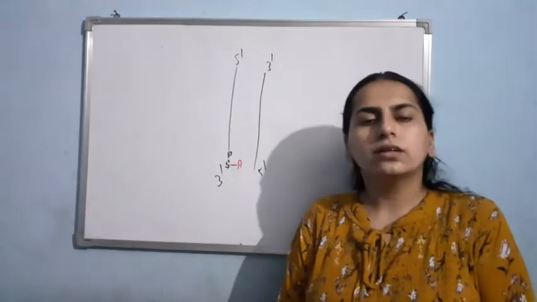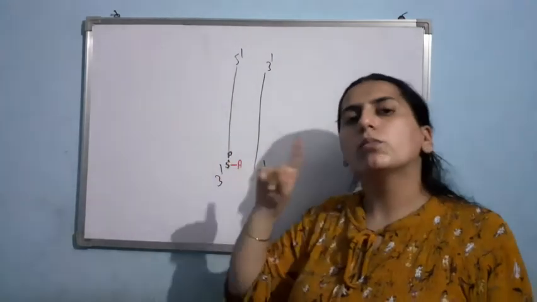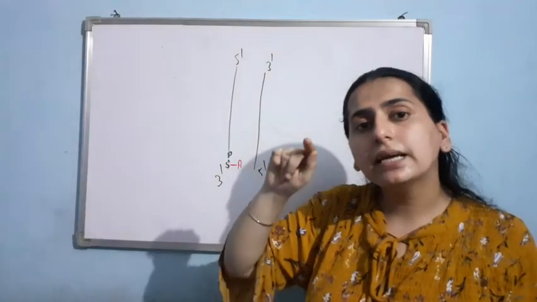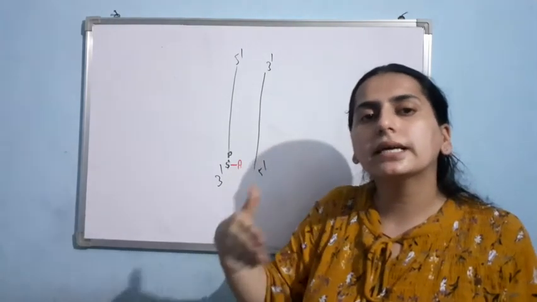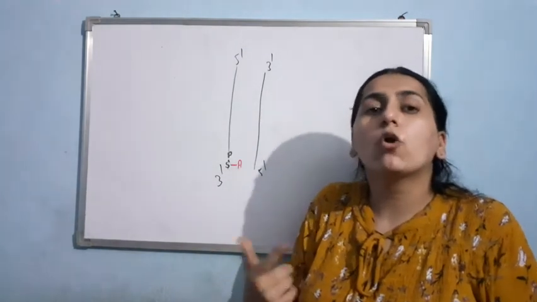Now you know the phosphate group of one, this is one nucleotide. Now the phosphate group of one nucleotide will be attached at the 3' carbon of the second nucleotide. Am I clear? And at the 3' carbon we are having an OH group.